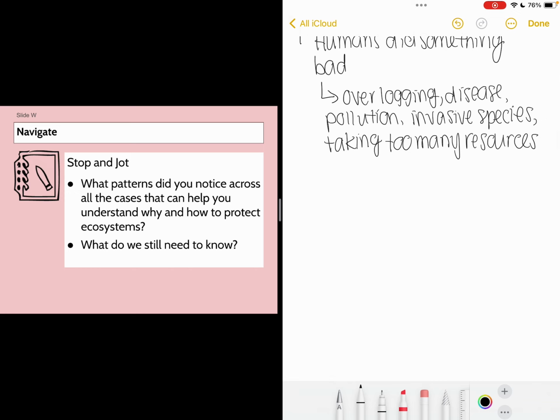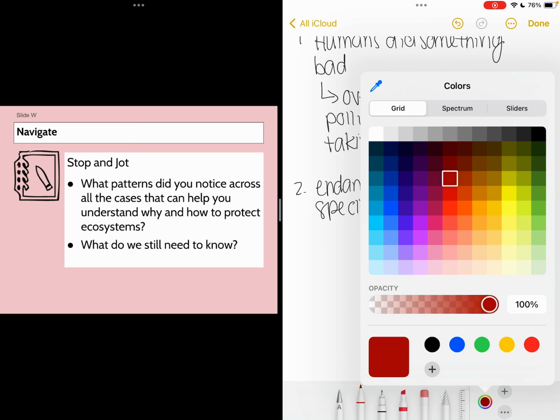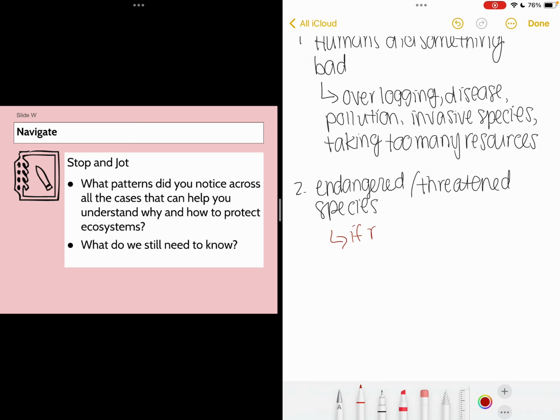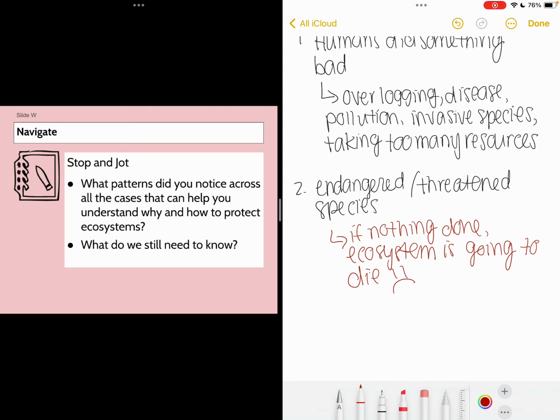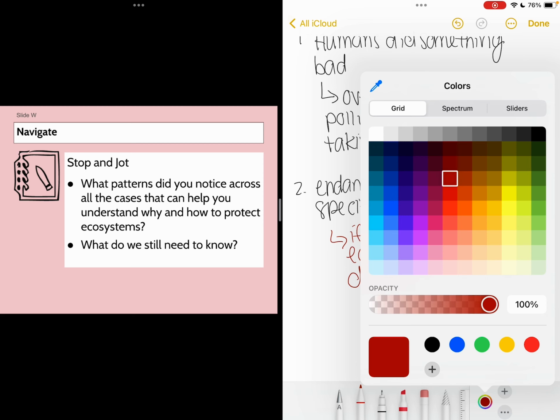Once they do something bad, we then start to see endangered or threatened species. With these endangered and threatened species, if nothing is done, the environment's gonna die. So if nothing done, let's use ecosystem. Ecosystem is going to die. That's a big sad face. We don't want the ecosystem to die.